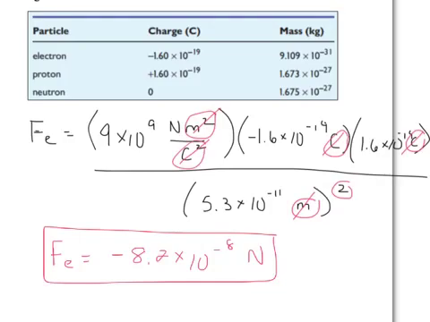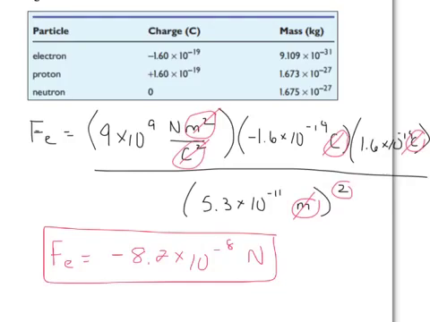Hit open parentheses. Open parentheses, so twice. 5.3, whatever the number is, E negative 11. I forgot to square. Close parentheses. Square it. Then close parentheses again. Yeah, I forgot to square it too.